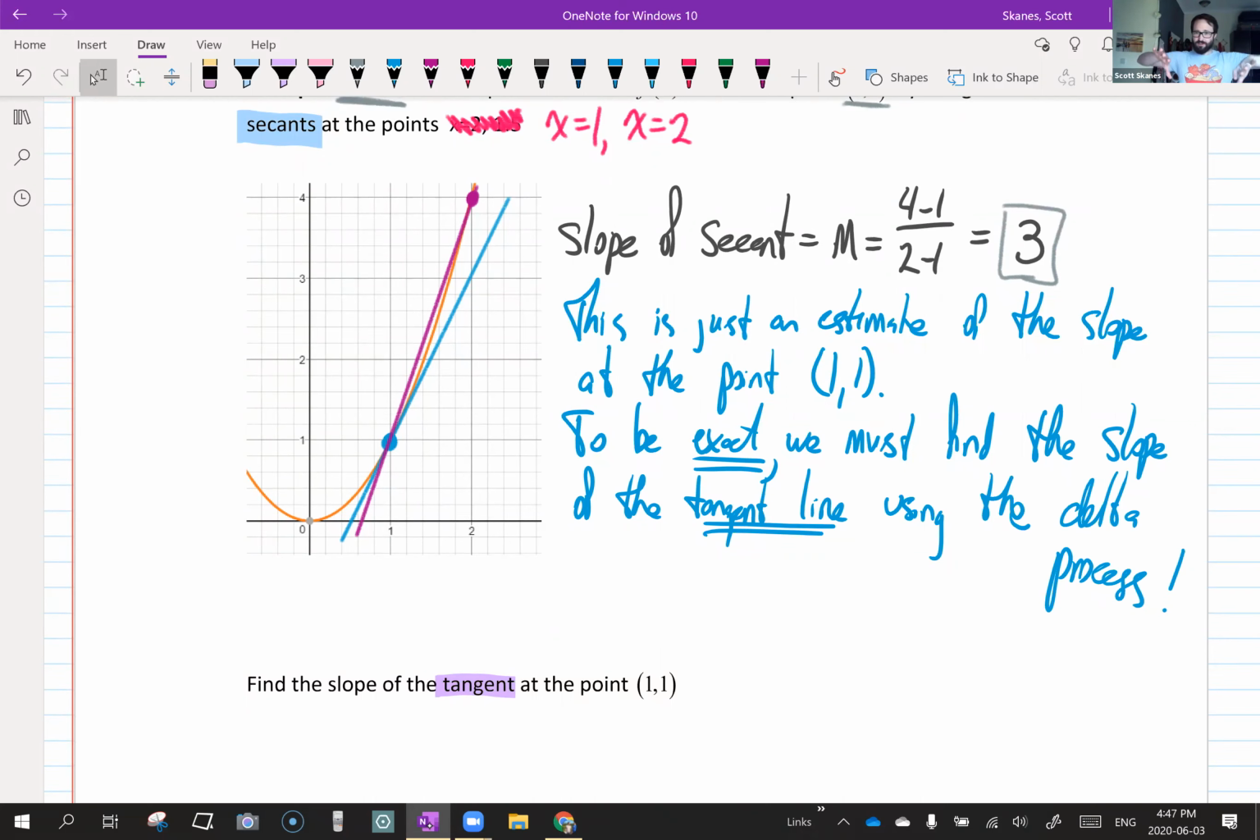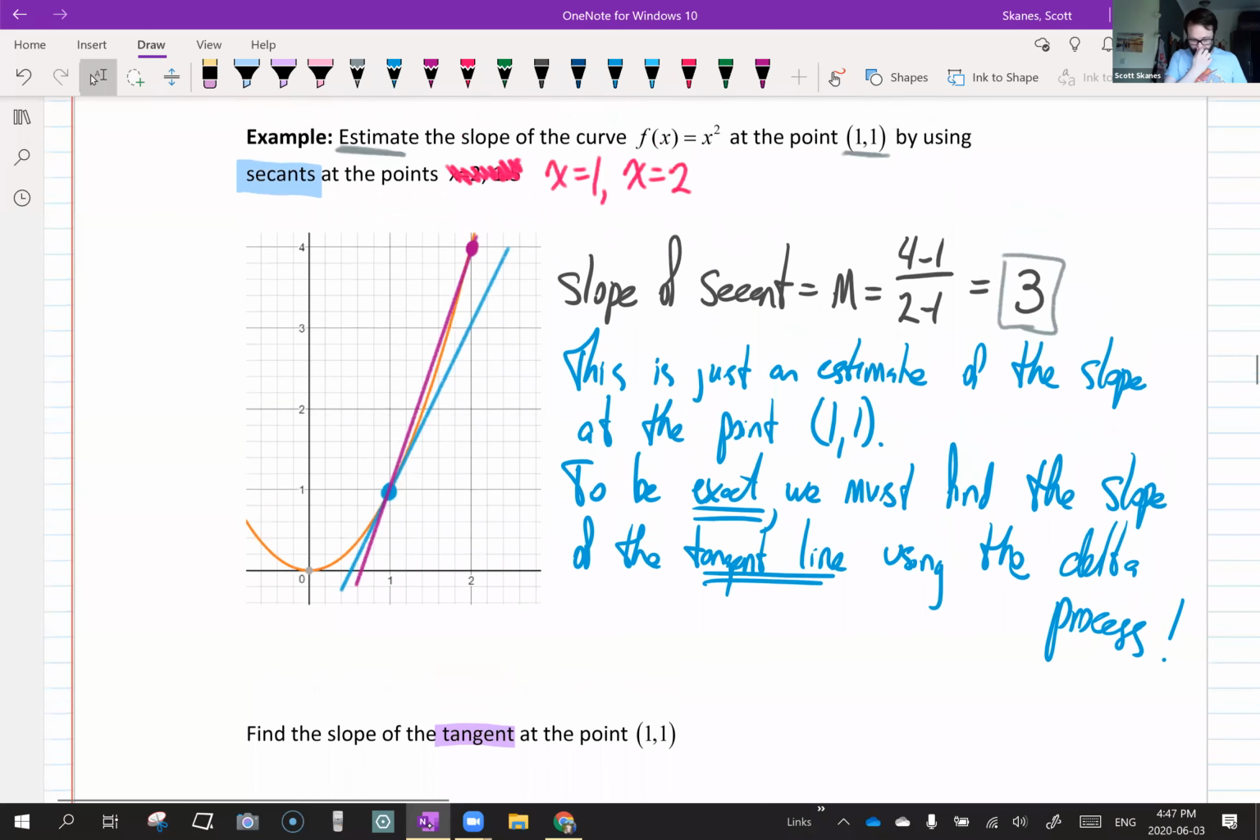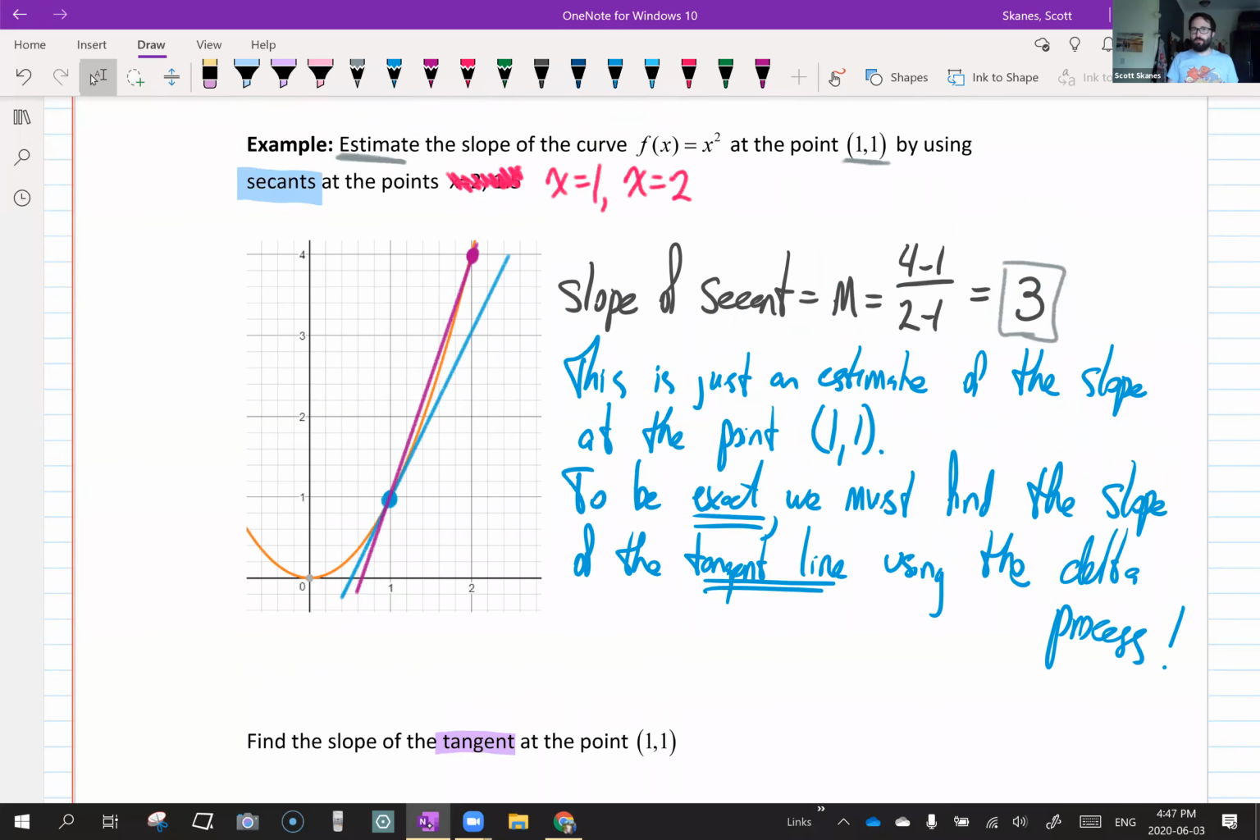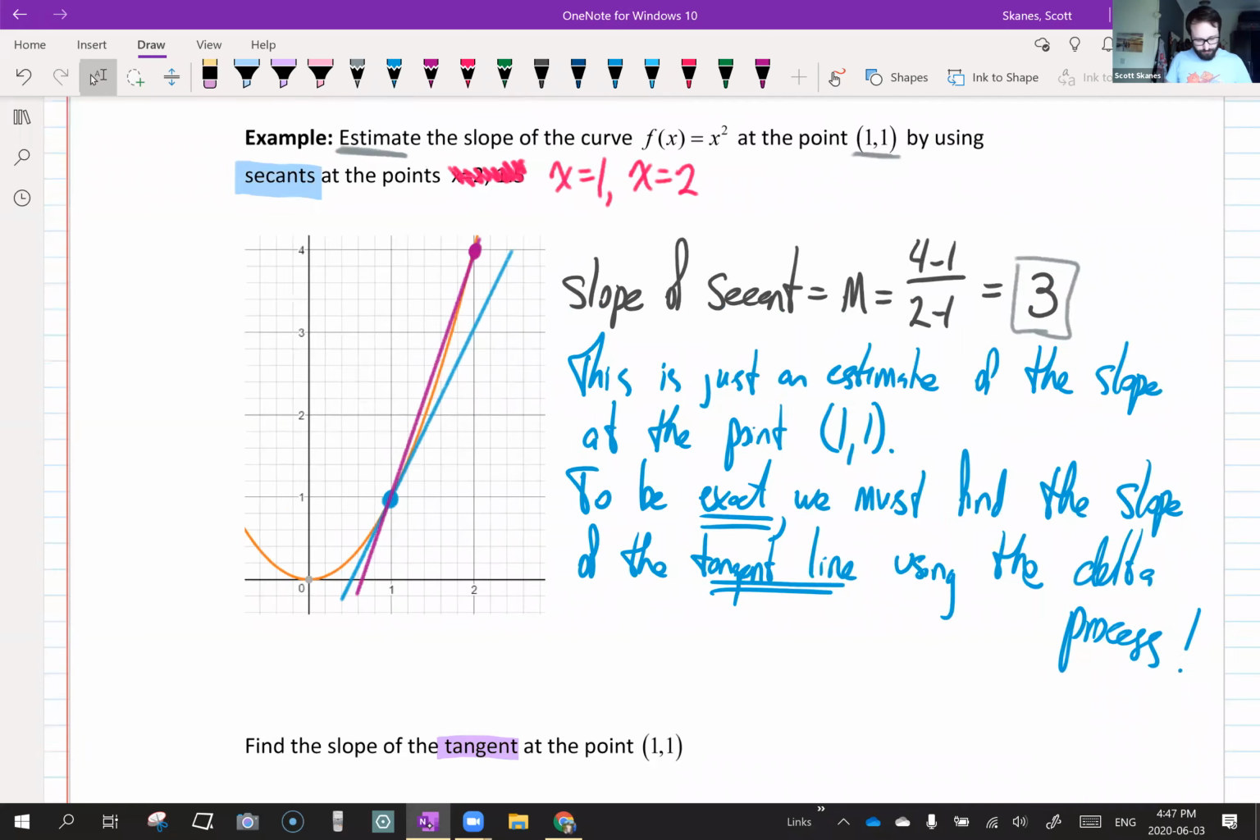Okay, 1 second. You said hold up. Do they need to connect at 1, 1? No. So let me show you this.